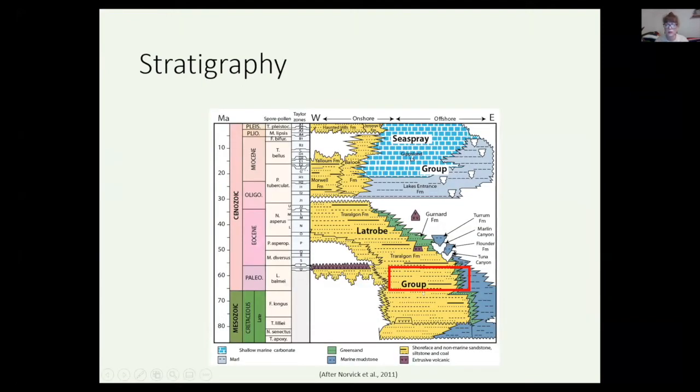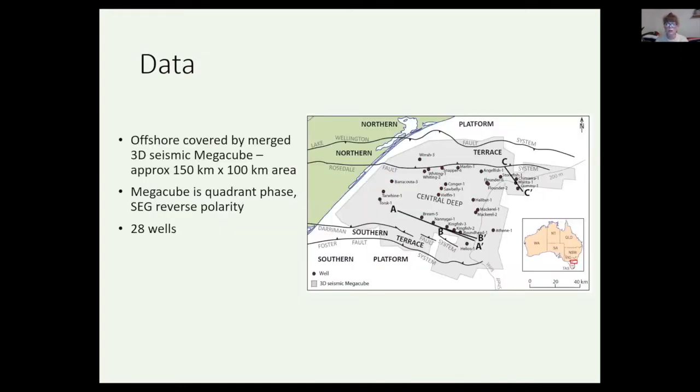The postrift stratigraphy is composed of the Latrobe group and the Seaspray group. So we're focusing on the Latrobe group today, which is predominantly made up of coastal plain sediments with very restricted marine sedimentation. The Gippsland Basin has a long-running history of industry interest. The onshore area has over 100-metre thick coal seams, which have been mined since the 1800s. Offshore has large hydrocarbon reserves, which Exxon have been producing for a number of years.